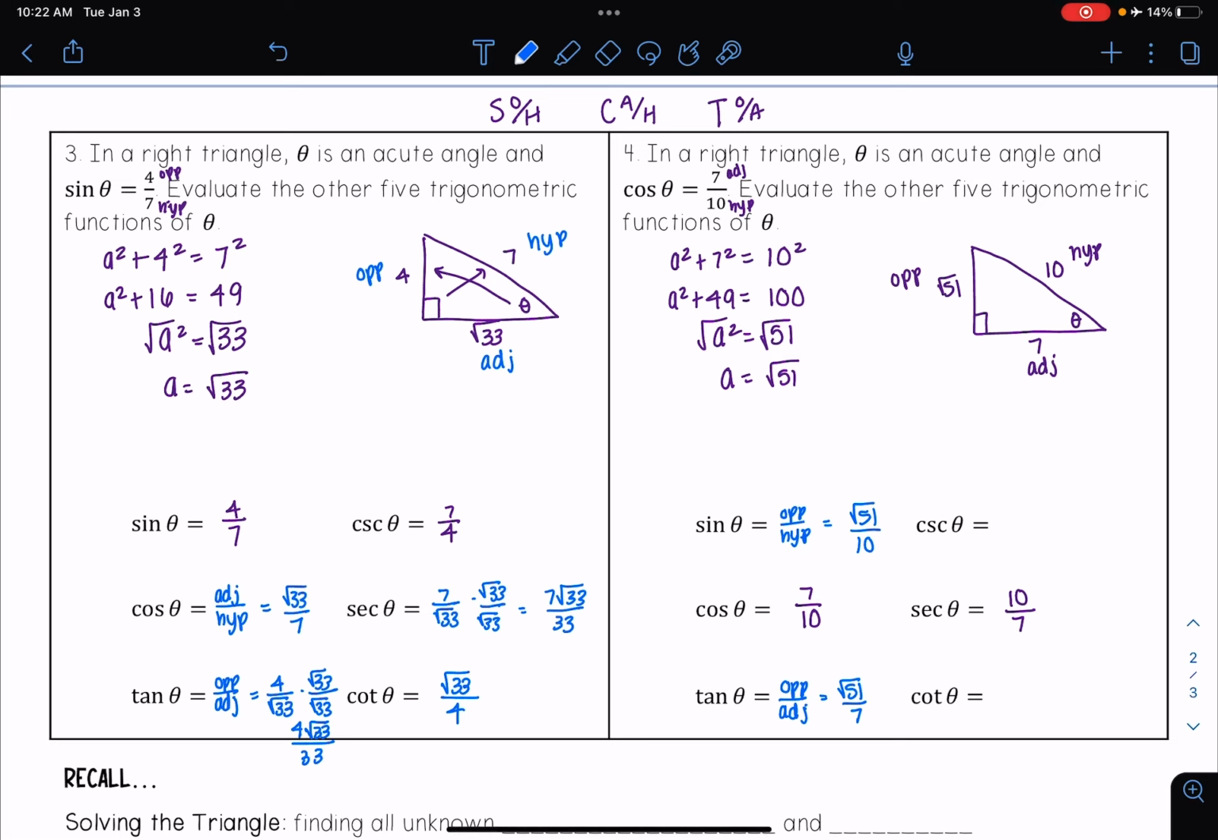And then cosecant and cotangent are just going to be their reciprocals. So I get 10 over the square root of 51, and then rationalizing that denominator, I get 10 square root of 51 over 51. And then cotangent of theta is going to be the reciprocal of tangent, so I have 7 over the square root of 51. When I rationalize that denominator, I get 7 times the square root of 51 over 51.